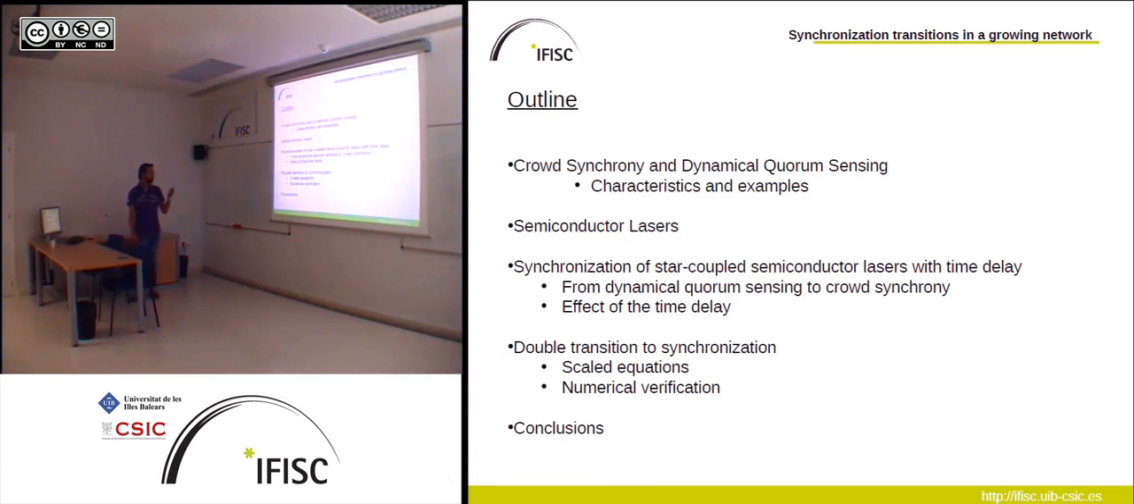So the outline of my talk is this one. I will introduce the concepts of crowd synchrony and dynamical quorum sensing. I will explain the main characteristics, and I will give you one example of each one. Then I will introduce the semiconductor lasers, which is the system we chose to try to reproduce these two transitions to synchronization in a star-coupled configuration.